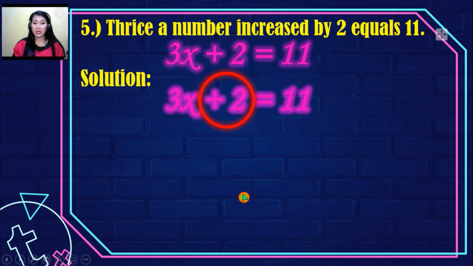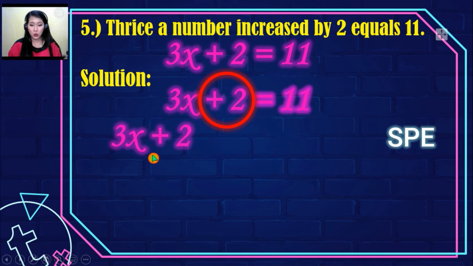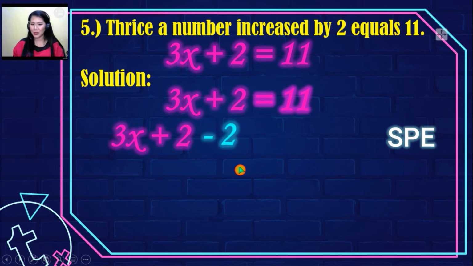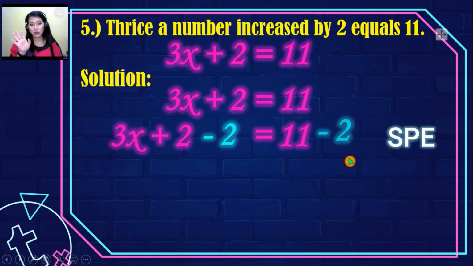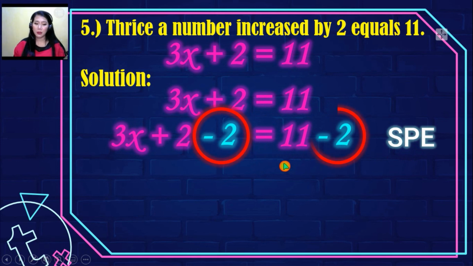So, to remove plus 2, dahil naka-plus to, we're going to apply SPE. So, copy 3x plus 2. And then, dahil by SPE, si plus 2, parang gagawin lang natin siyang minus 2. Okay? Parang ganun lang yun. Gagawin mo lang siyang minus 2. Then, copy equals, copy 11. Then, syempre, para maging balance ang pag-apply natin ng SPE, we have also to minus 2 sa kabila. Okay? So, always remember that.